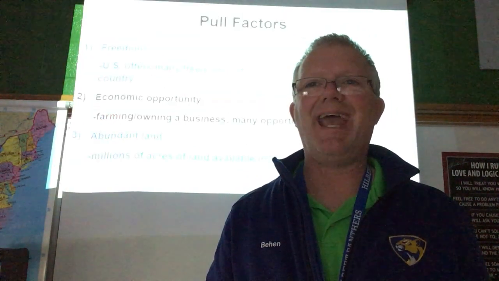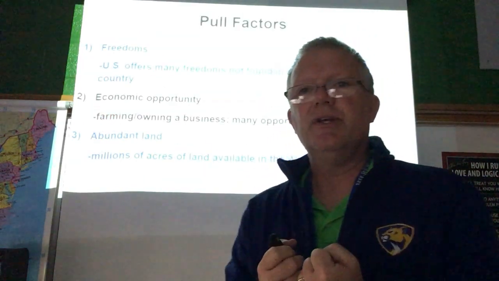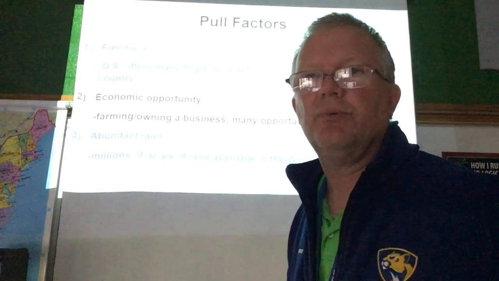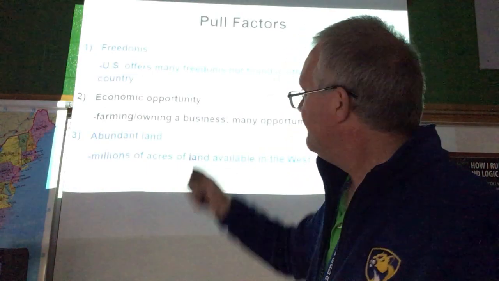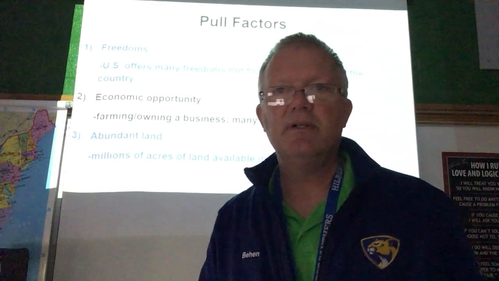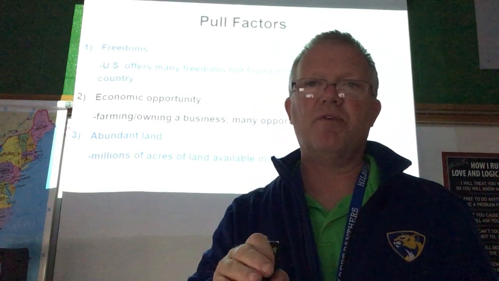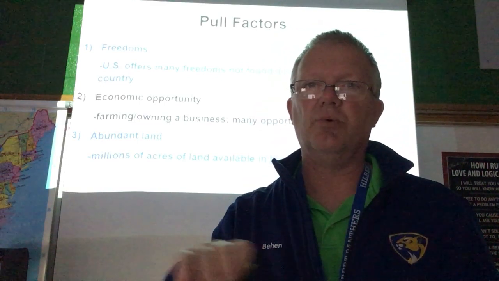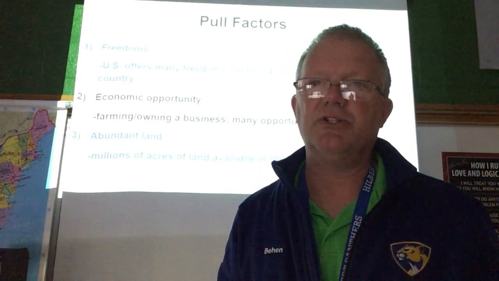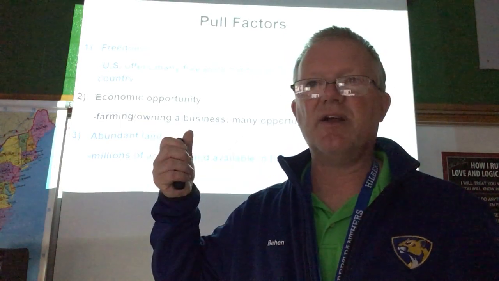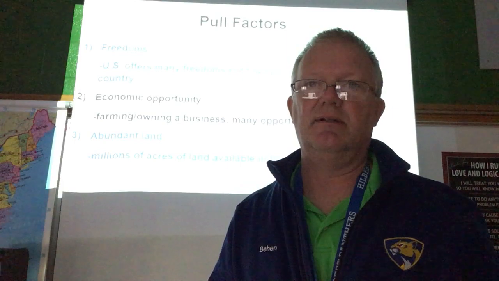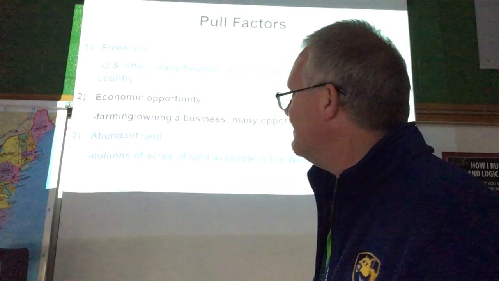What did the U.S. have that pulled these immigrants to the United States instead of other parts of the world? Well, there are three of them. First one is freedom. The United States offers more freedoms than any other country in the world. You come over here, practice any religion you want. You can start any business you want. All right? So there were a lot of freedoms that people wanted.